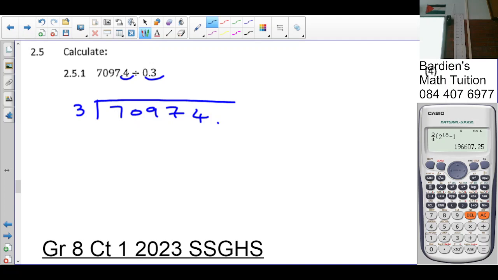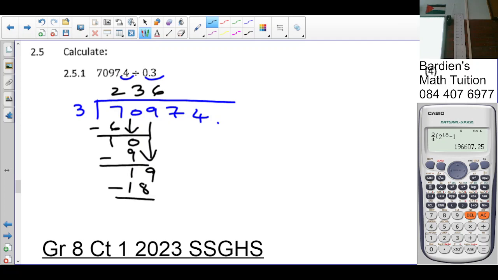So 3 goes into 7 how many times? Twice. 2 times 3 is 6. Subtract, 1. Carry down the 0. 3 goes into 10 how many times? 3. 3 times 3 is 9. Minus gives you 1. Carry down the 9. 3 goes into 19 how many times? 6. 6 times 3 is 18. Minus, carry down the 7. 3 goes into 17 how many times? 5. 5 times 3 is 15. Subtract, you get 2, carry down the 4.